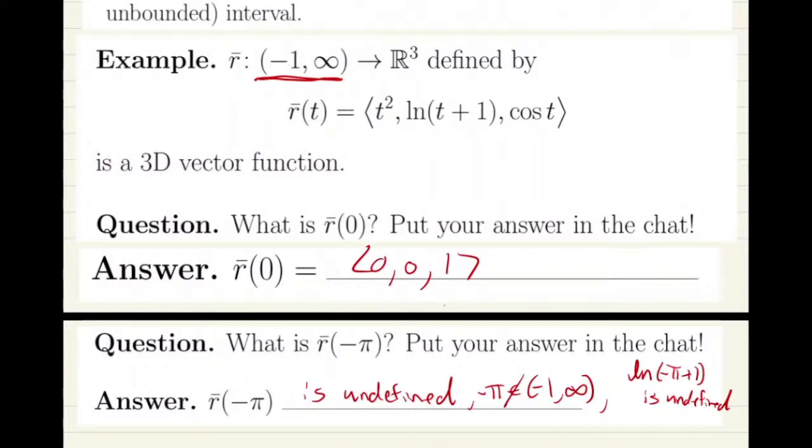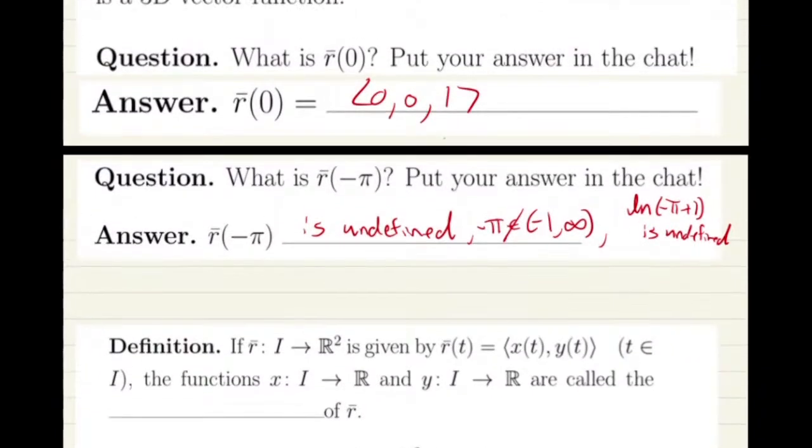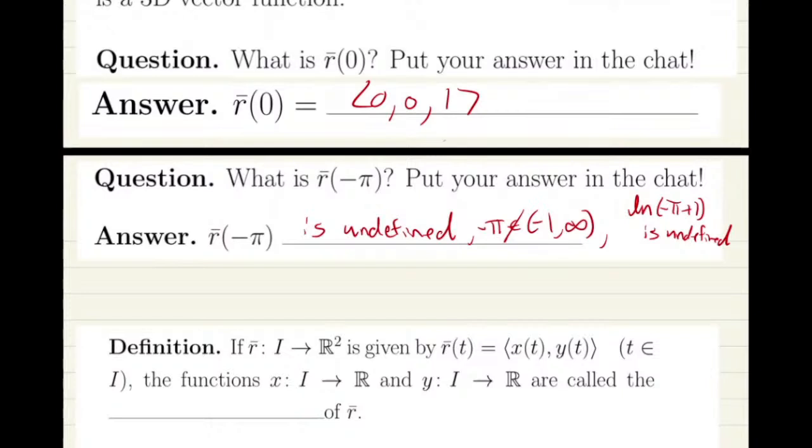Let's talk about these components. Let's go back to R2 for just a moment. If R is a 2D vector function, then it's going to look like this, folks. It's going to have two component functions. These are real-valued functions. X is a real-valued function. Y is a real-valued function. These are called the component functions of R. Sometimes we just call them the components for short, and that is okay. So 2D vector functions are composed of two real-valued component functions.